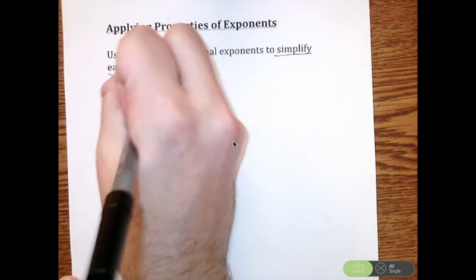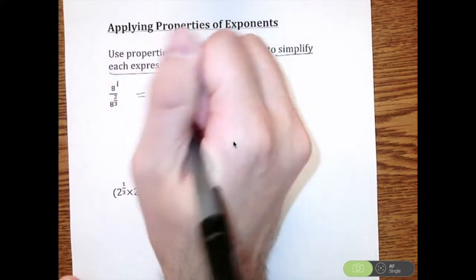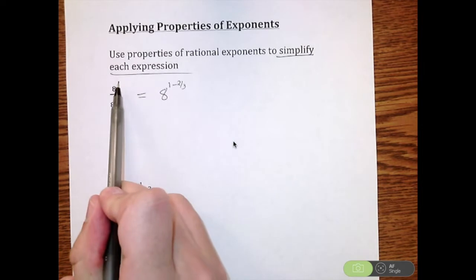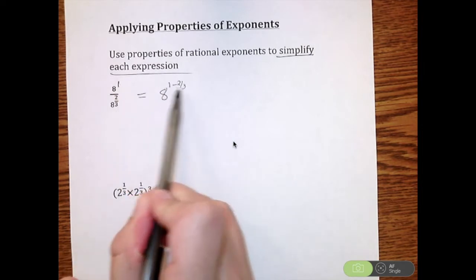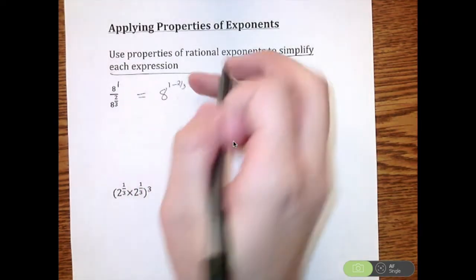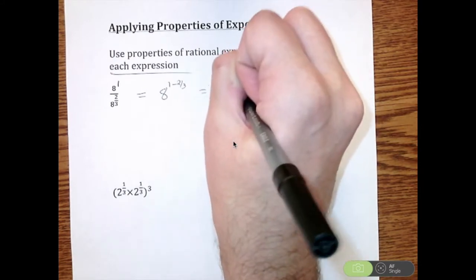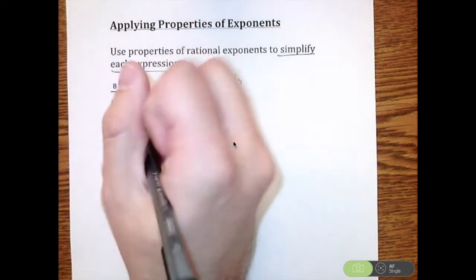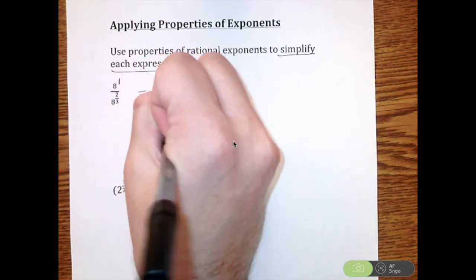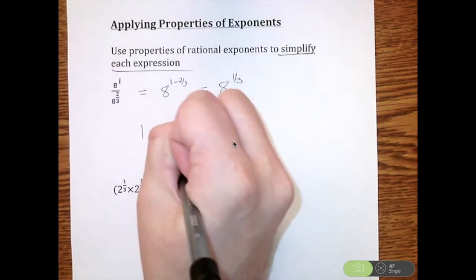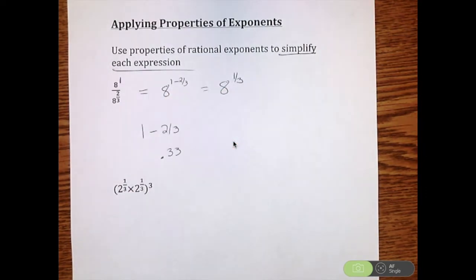So this is equivalent to 8 to the first minus 2/3. So you take the exponents and subtract: 1 minus 2/3. That's the same as 8 to the 1/3 power. Now if you're not very good with doing 1 minus 2/3, you could type into a calculator 1 minus 2 divided by 3. And what that's going to do is give you a decimal, 0.3333, and so on and so forth.